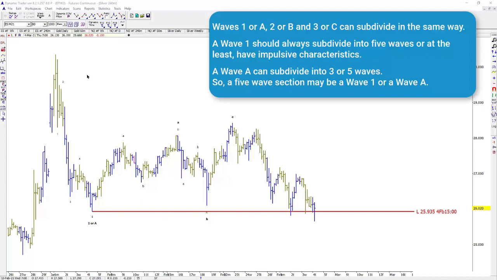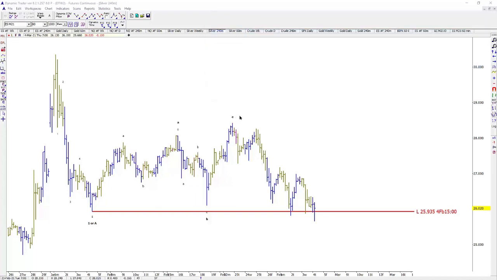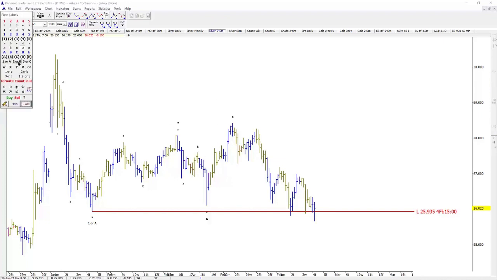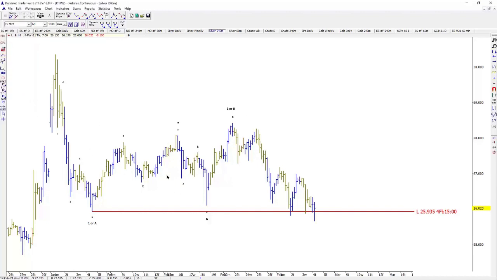Let's take a look at silver. This is 240-minute data. This initial decline was just a perfect 5-wave decline. I've got it labeled as a 1 or an A, and then we have a definite correction here, a series of ABCs for a probable ABC 2 or B, because 2 or B's, again, they're both corrections, and so they both should, or they both can look the same and subdivide the same.